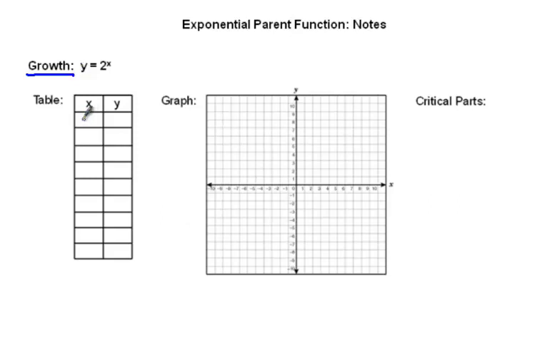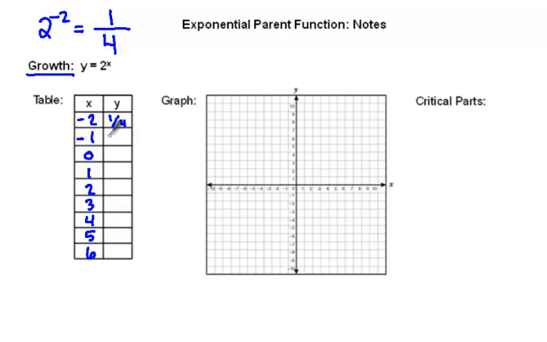And if we make a table from -2, -1, 0, 1, 2, 3, 4, 5, 6, probably should have started at -3, but -2 is fine. If we plug in 2 to the -2, something special is happening here. We have to apply our negative exponent rules, and it becomes 1 over 2 squared, which is just 4. So it's 1/4.